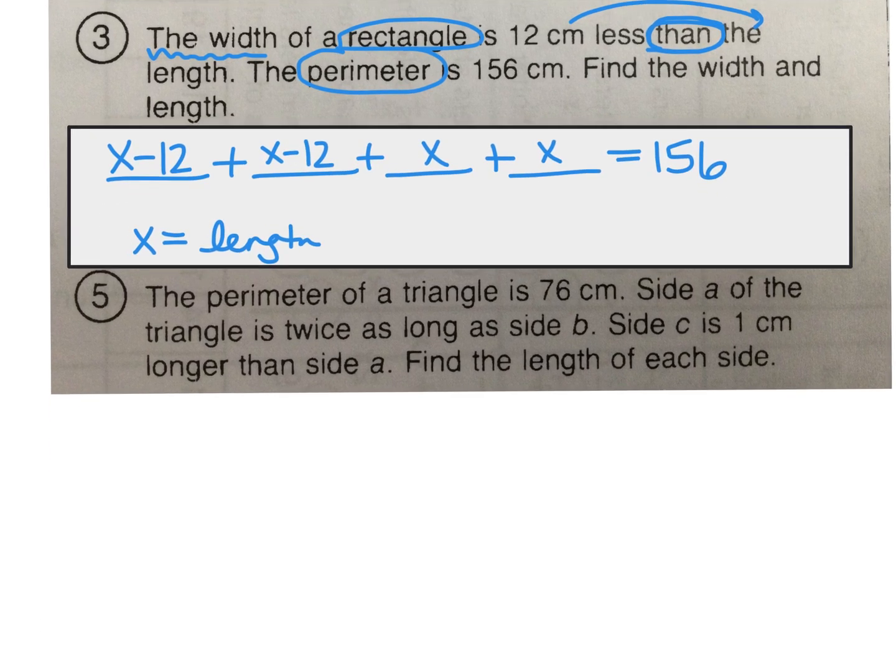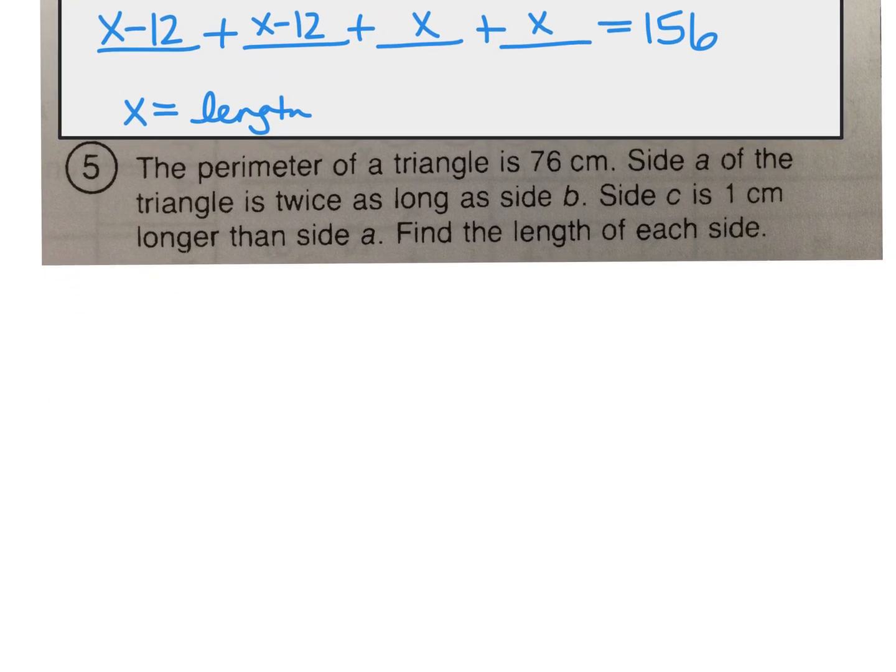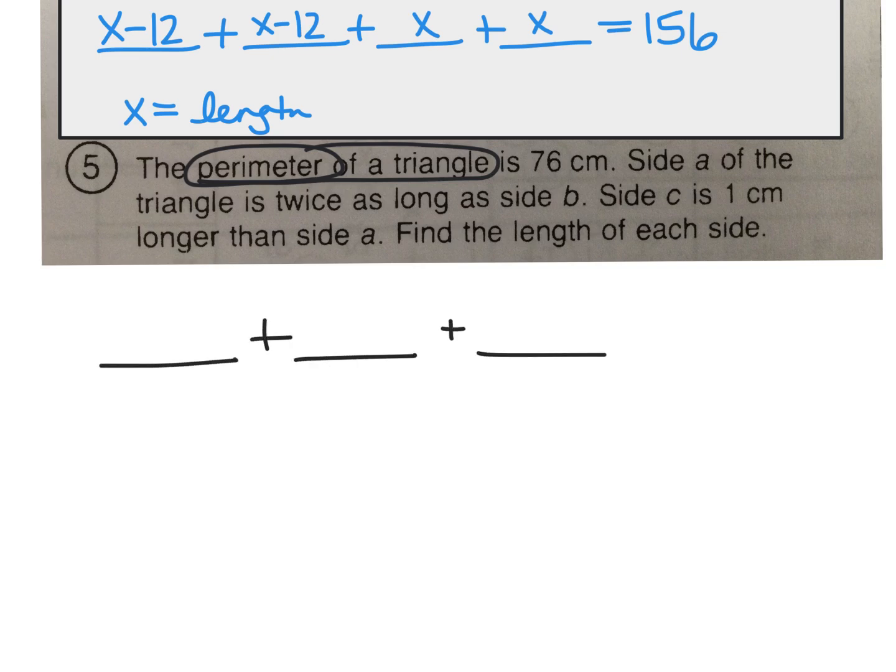All right, and then our last example, question 5. So again, you will do question 4. Question 5 says the perimeter of a triangle. So this time I only have 3 sides, and I know the perimeter total is 76. It says side A, and it tells me about side A. So I'm going to label down here, side A is twice as long as side B. Okay, so I know side B. And side C is 1 centimeter longer than side A.